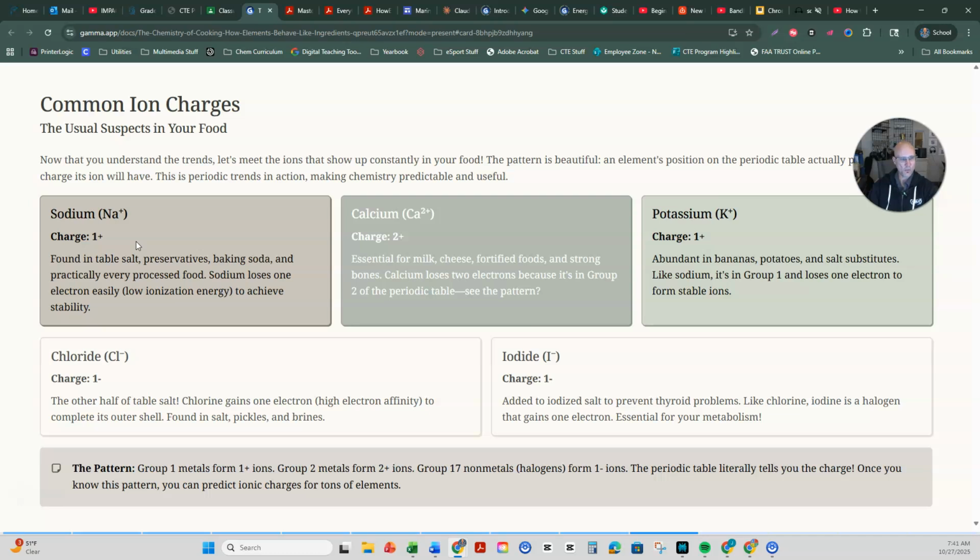Calcium, Ca2+, is a +2 charge. That's essential for milk, cheese, fortified foods, and strong bones. Calcium loses 2 electrons because it's in group 2 of the periodic table. Do you see the pattern? Potassium, K+, is a 1+ charge. That's abundant in bananas, potatoes, and salt substitutes. Like sodium, it's in group 1 and loses 1 electron to form stable ions.